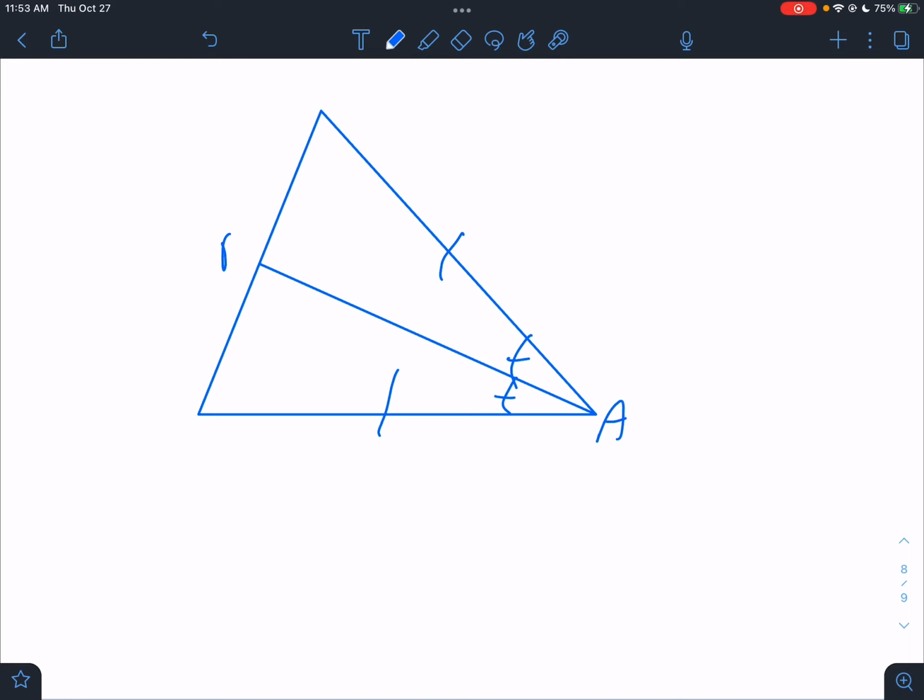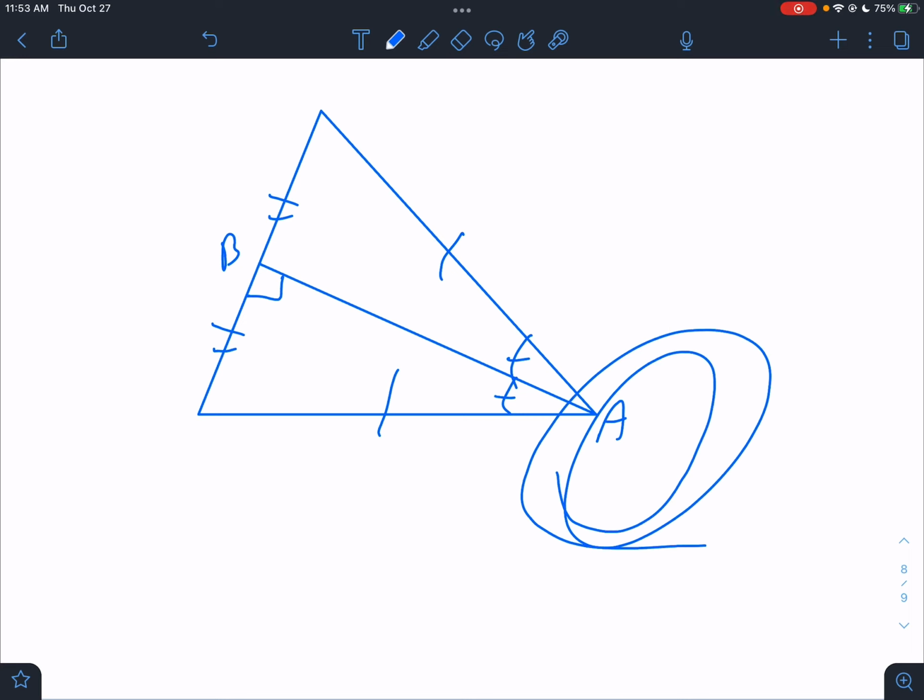So AB is an angle bisector, but it's also a median. It's also an altitude. It's also a perpendicular bisector, and you have to know all those things. So an isosceles triangle, from the vertex angle, you have all 4 special segments at once.